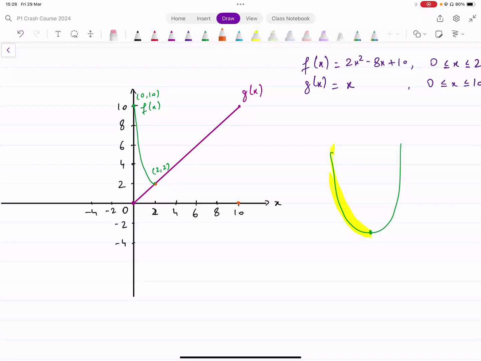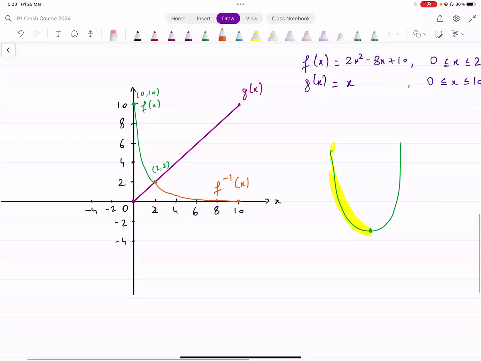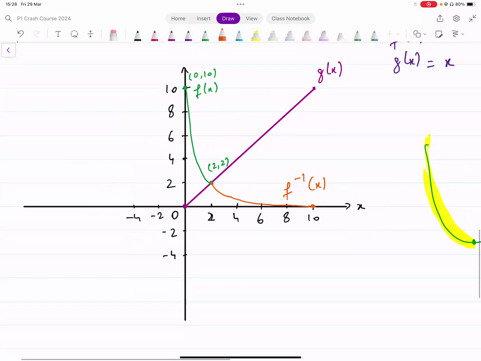So at this point, the gradient of this f of x graph was 0. For the inverse graph, when you make a reflection, the gradient would look like it's undefined at that point, and the graph would look something like this. This is the graph of f inverse of x, reflection of that using these 2 points. Any confusion with this?